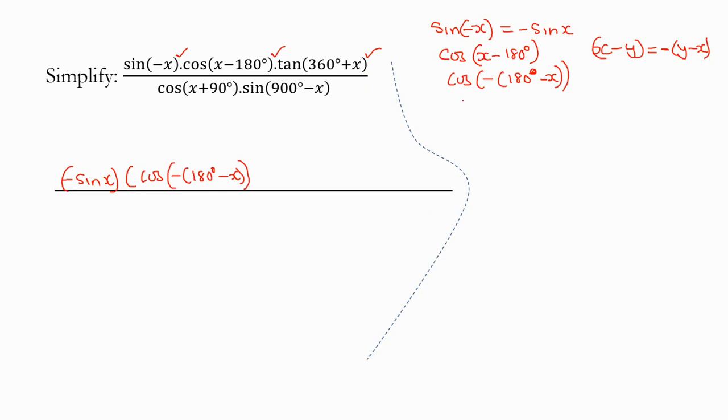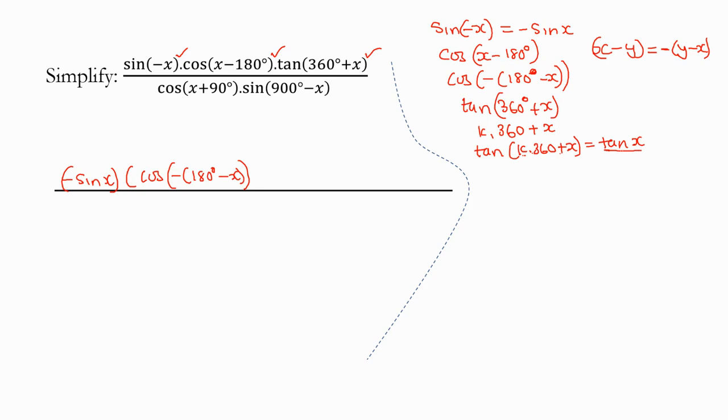This is tan of 360 degrees plus x. Which quadrant is it? This one is in the form k times 360 degrees plus x. Remember I said for tan, k times 360 plus x is equal to tan x. Here it's the same thing. K is 1 here, 360 plus x. So it means this is tan x.